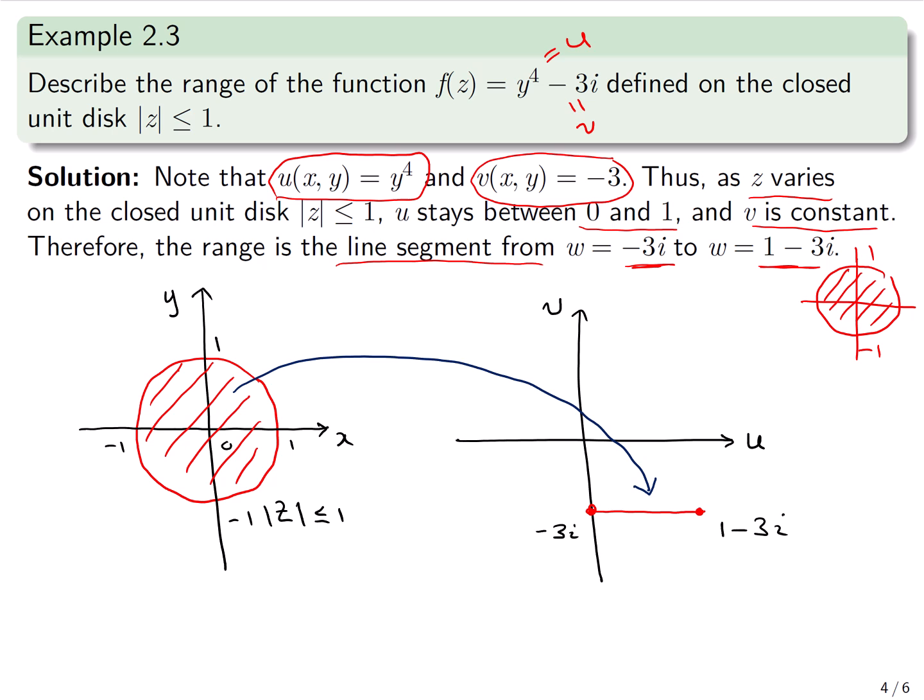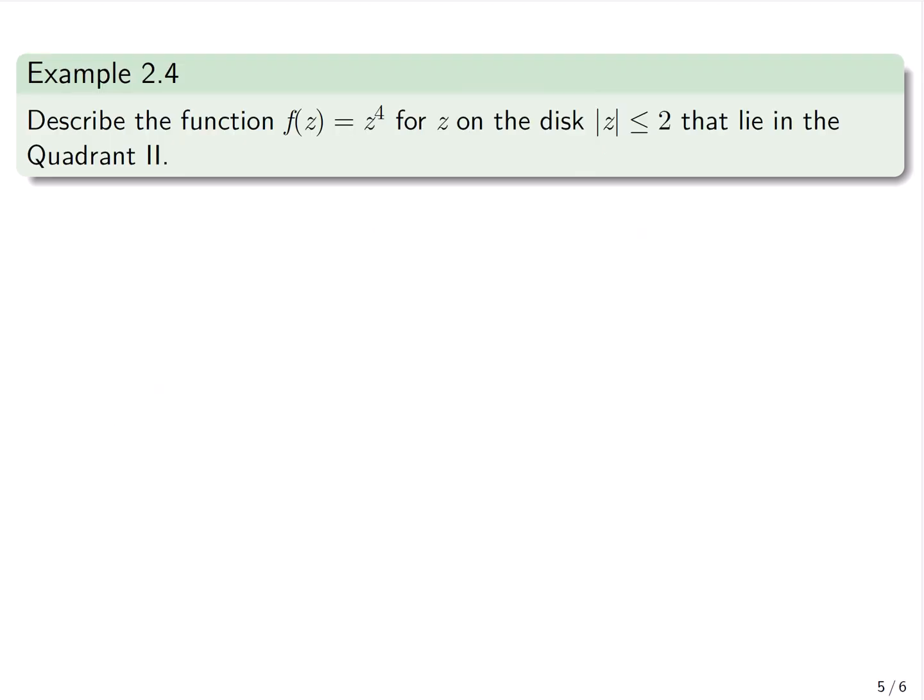Okay, so let's look at another problem. Describe the function f(z) equals z to the fourth power for z on the disk, the absolute value of z less than 2. So it's a closed disk with radius 2 in the second quadrant.